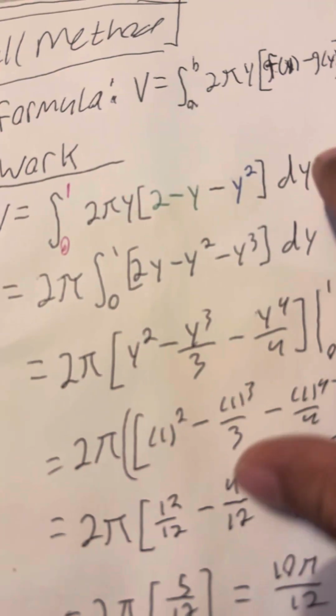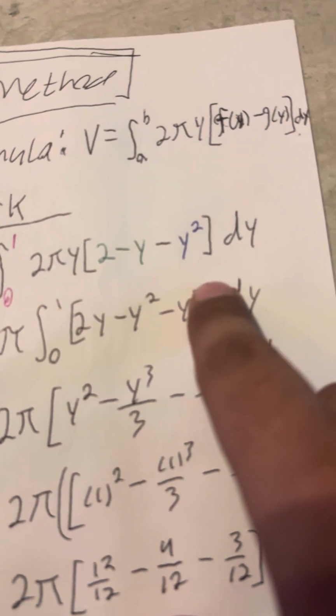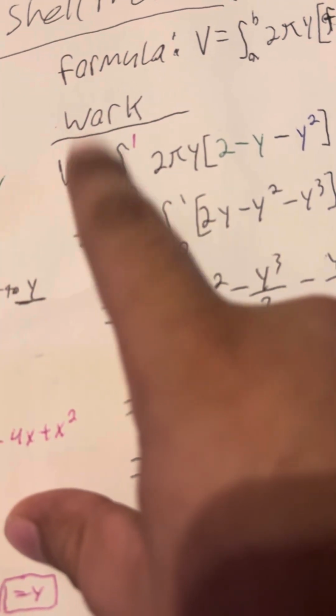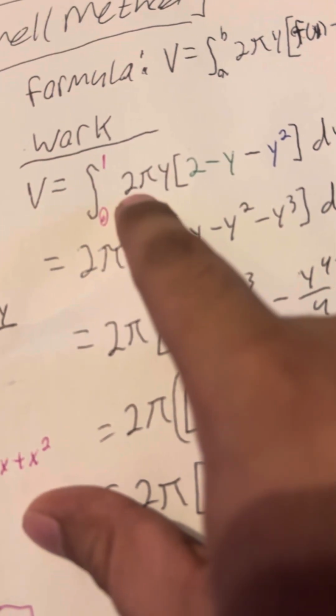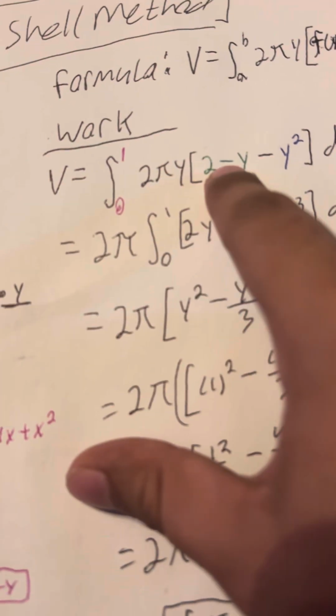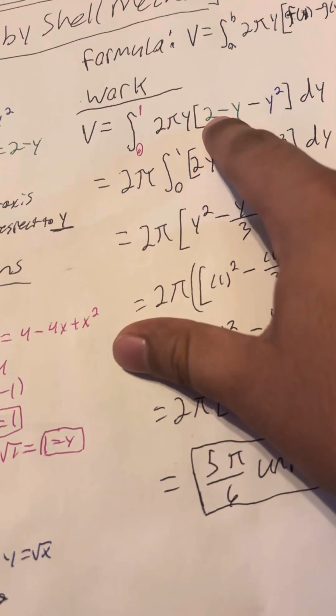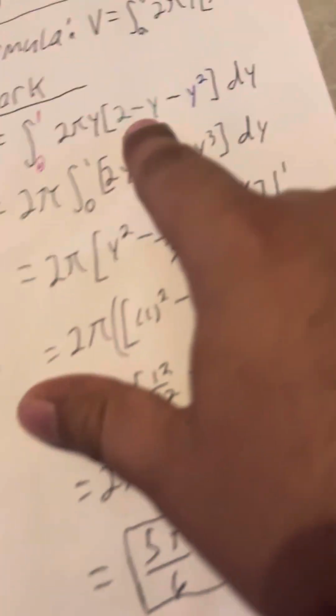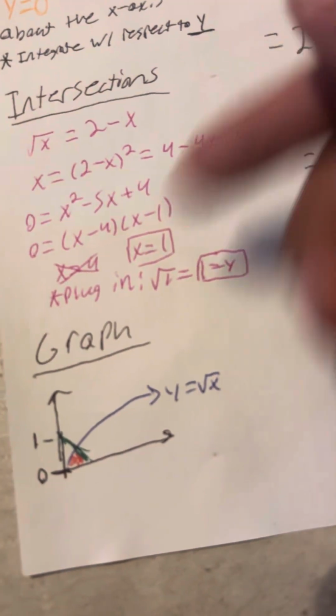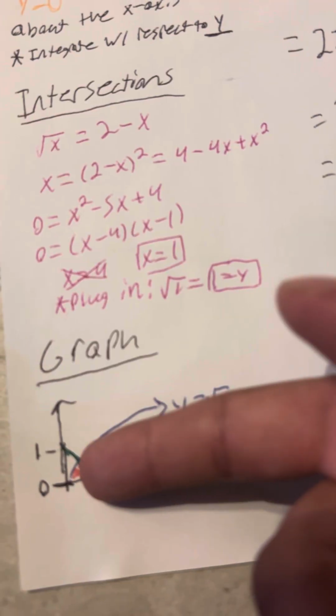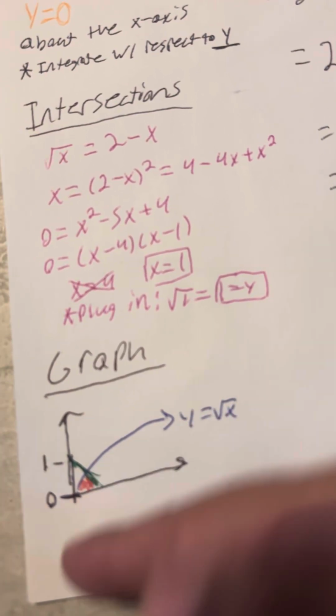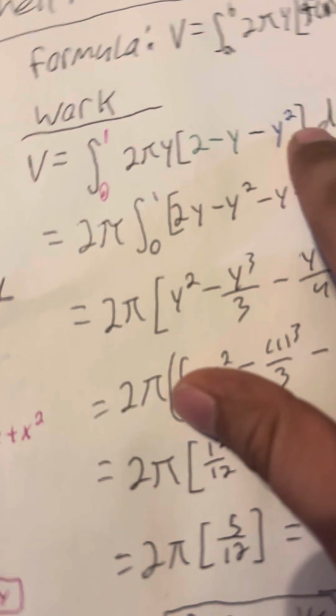And so I'm going to use the shell method using this formula. And so my volume will be equal to my integral from 0 to 1 of 2 pi y times my top function minus my bottom function. And so if you're looking this way, that 2 minus x is my top function, and then that square root of x is my bottom function. And so I put out my constants. Oh, also it's with respect to y, so dy.